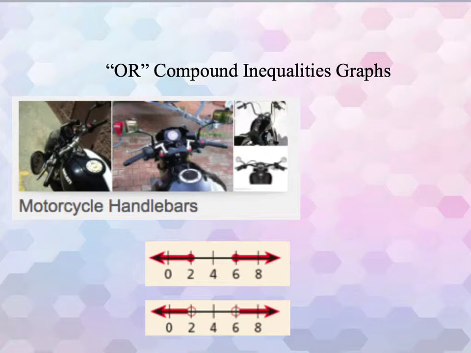Now, we looked at a chemistry application, and we looked at two examples of an AND compound inequality, and now we're going to look at an OR compound inequality and its graph.